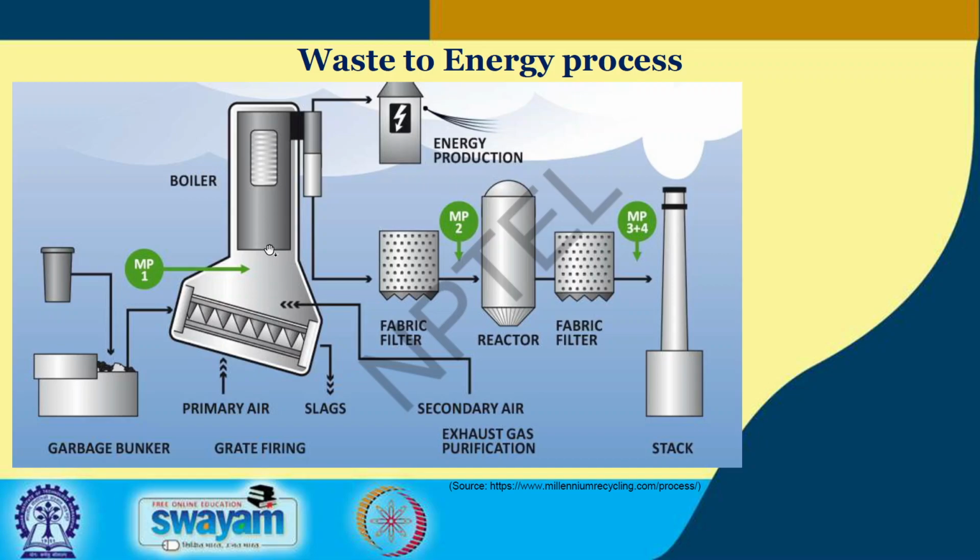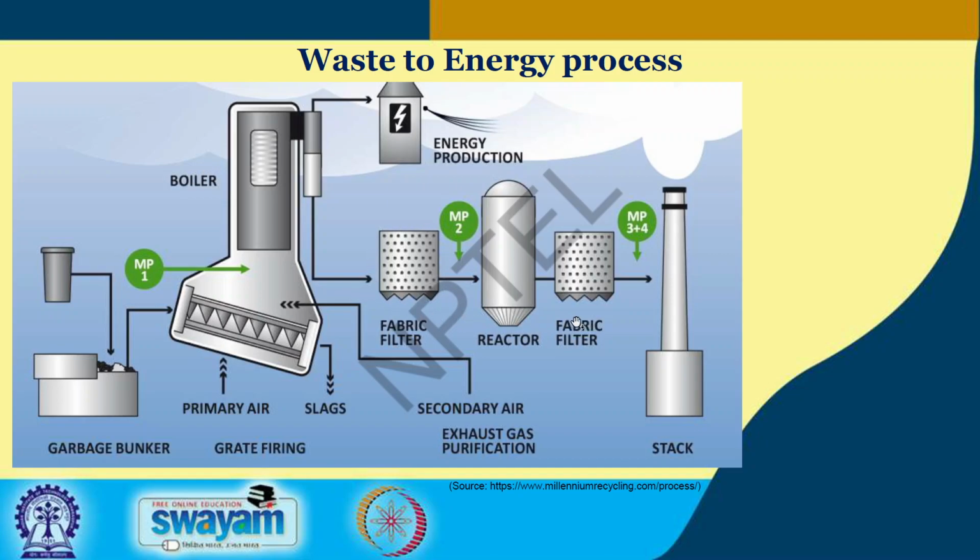And then the steam heat that is produced will be absorbed by the boiler, and the water inside the boiler will be heated up, and steam will be produced. That steam will run the turbine, and energy will be produced as the final product. So this is only the energy recovery process, but we'll get mostly air pollutants here. So we should have a proper air pollution control and management system.